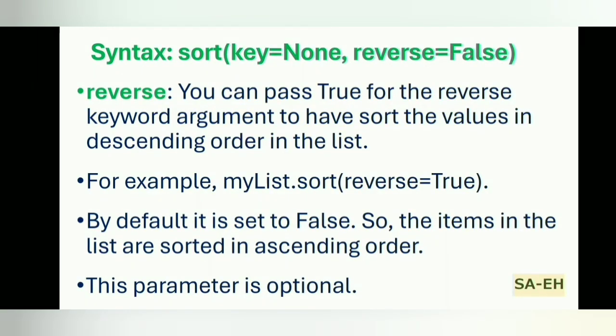Parameter reverse. You can pass true for the reverse keyword argument to have sort the values in descending order in the list. For example, myList.sort reverse equals true. By default, it is set to false, so the items in the list are sorted in ascending order. This parameter is optional.